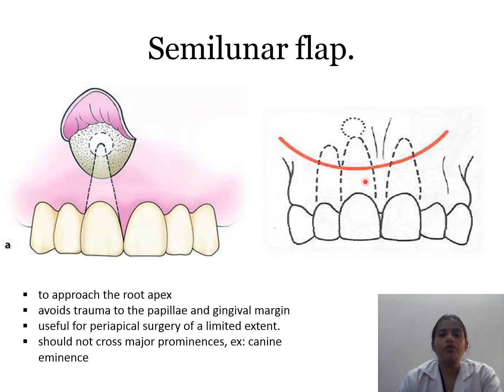One more pictorial representation of the semilunar flap. In this picture, we can see each end of the incision extending at least one tooth over on each side of the area of bone removal. Semilunar flap is easy to approach the root apex.